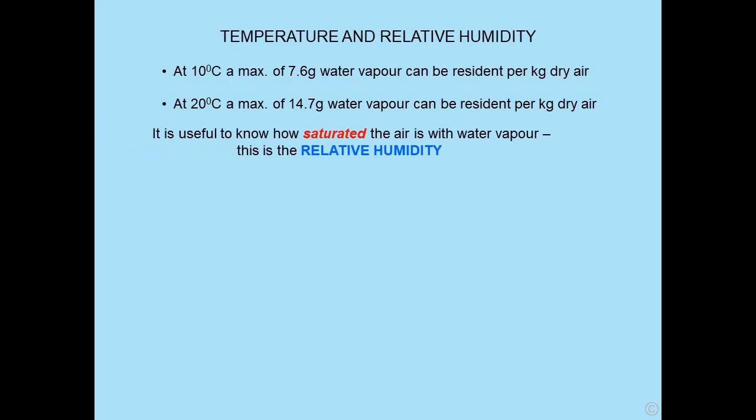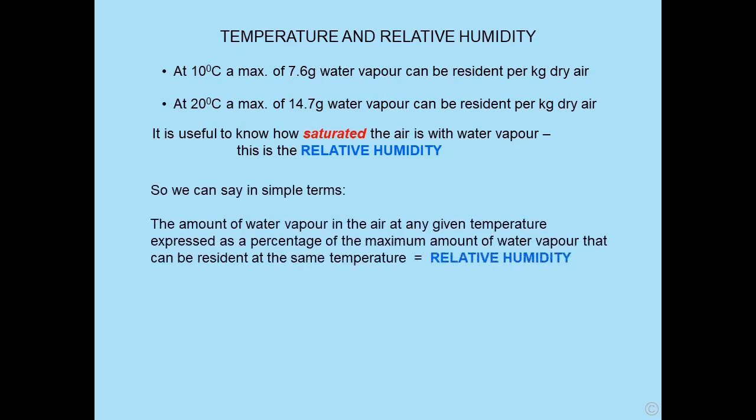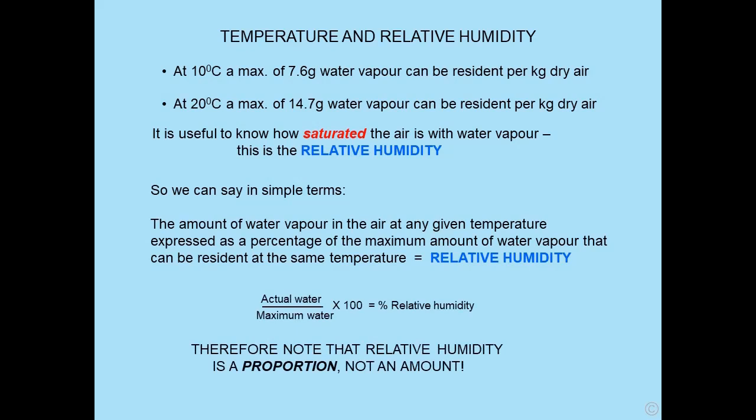Therefore, it's very useful to know how saturated the air is with water vapour. And it's this measure of saturation that is known as the relative humidity. So, in simple terms, the amount of water vapour in the air at any given temperature, expressed as a percentage, i.e. a proportion, of the maximum amount of water vapour that can be resident at the same temperature, is known as the relative humidity. And there's a little equation, actual over maximum times 100% RH. Note that relative humidity is a proportion, as I call it. It's not an amount, it's a proportion.